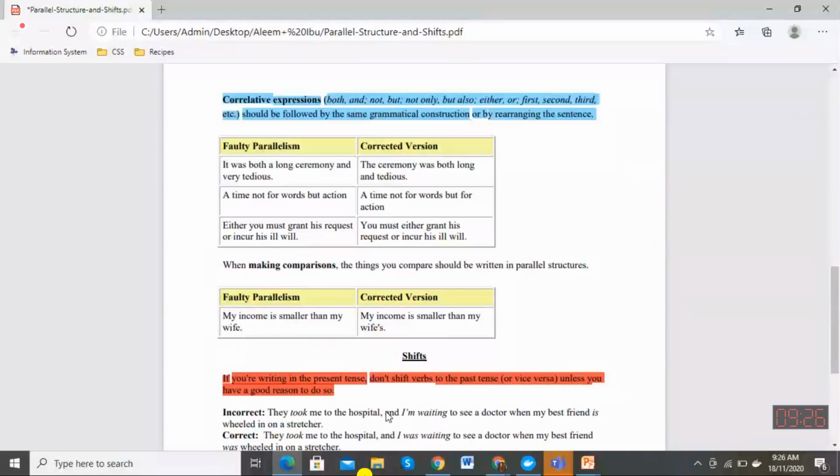So either you must grant his request or incur his will. If you start the sentence with "either", it looks incomplete, or it sounds like you have taken your sentence from somewhere in the middle of the information. So: you must either grant his request or incur his will. One identification of correlative conjunctions you could keep in your mind is that they precede the verb, they come before the verb.